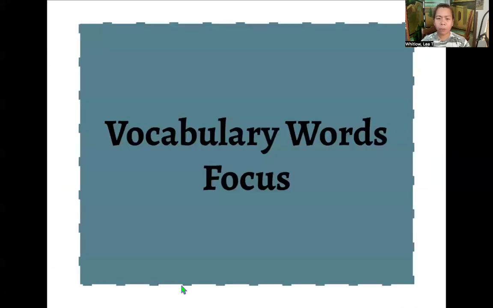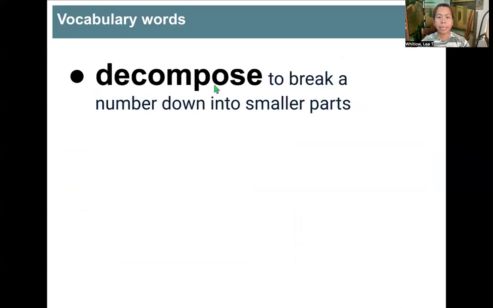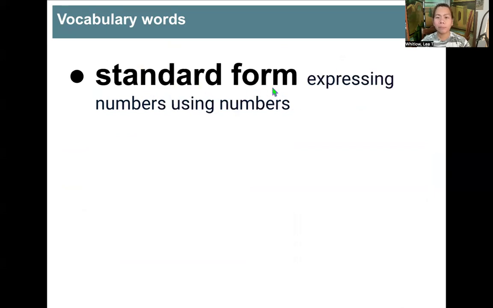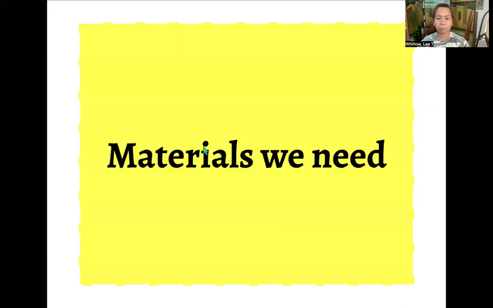The vocabulary words we focus on in this lesson are: compose, to put together smaller numbers to make a larger number. Decompose, to break a number down into smaller parts. For example, if I'm going to break apart 10, it can be 5 and 5. Standard form, expressing numbers using numbers. So this is the normal way you see numbers. Expanded form, writing a number by separating each digit based on its place value.